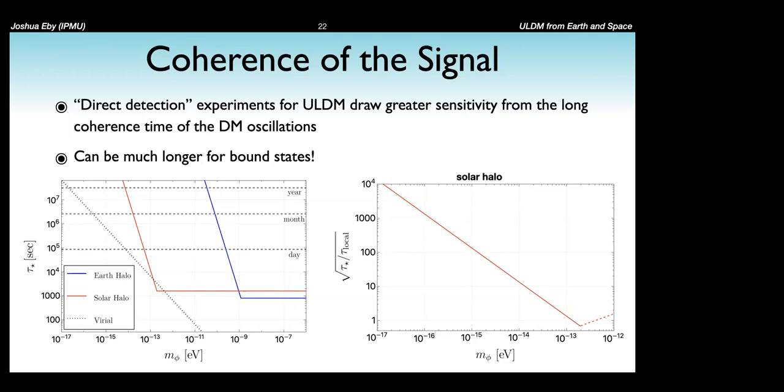And similarly for the Earth, of course. In the right figure, I'm just showing what would be the effective enhancement to signal if you integrated for the full coherence time in the bound state, because the signals in these experiments generally grow as square root of time. So this motivates slightly different search strategies in these experiments.